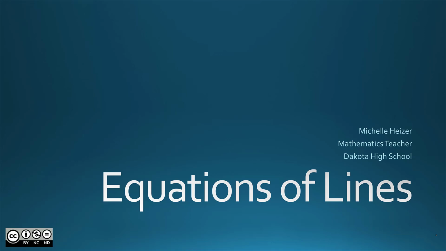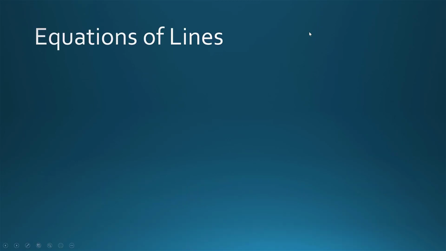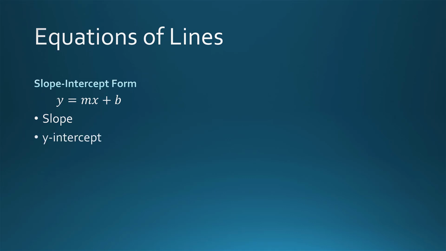Hi there, this lesson is on equations of lines, and specifically we're going to be writing the equations of lines. With an equation of a line, there are actually three forms of an equation for a linear line. There's slope-intercept form, and this is your y equals mx plus b, which is probably the most common form of a line when we think of the equation of a linear line. For this you're going to need a slope and the y-intercept.